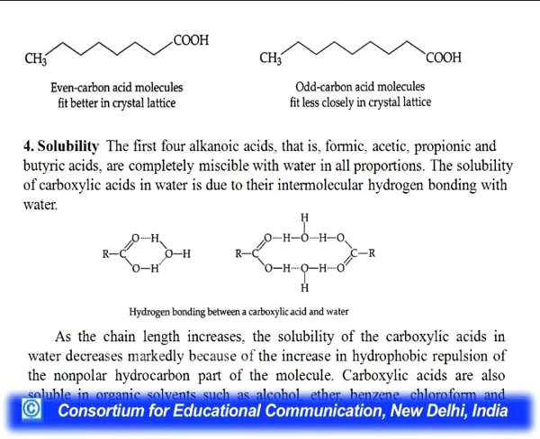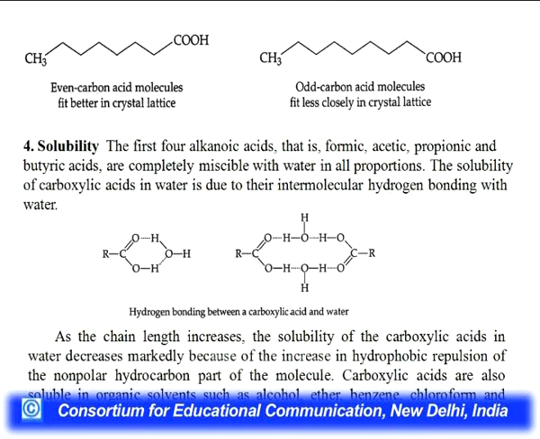Next point is the solubility. We know solubility is related to the formation of hydrogen bonds. Like dissolves like. The first four alkanoic acids, that is formic acid, acetic acid, propionic acid, and butyric acid, are completely miscible with water in all proportions. The solubility of carboxylic acid in water is due to their intermolecular hydrogen bonding with water.